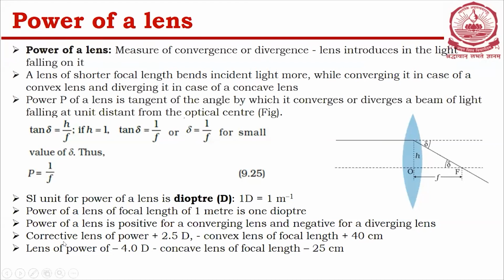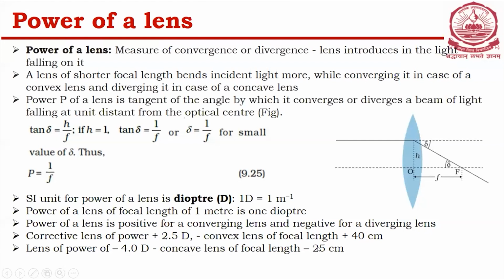Suppose the doctor says you have a corrective lens of power plus 2.5 diopter, then you have to use a convex lens of focal length plus 40 centimeter. And if the power of your eye lens is minus 4 diopter, then you have to use a concave lens of focal length minus 25 centimeter.